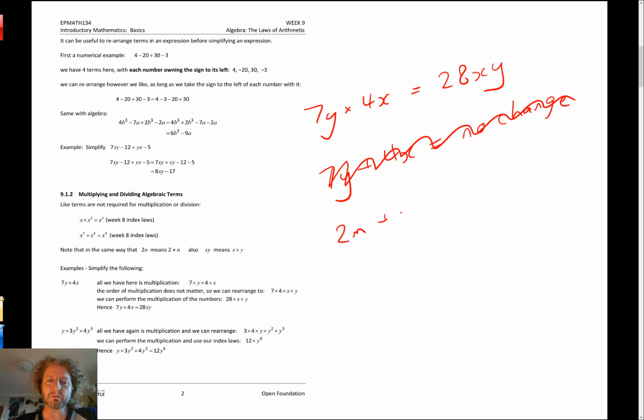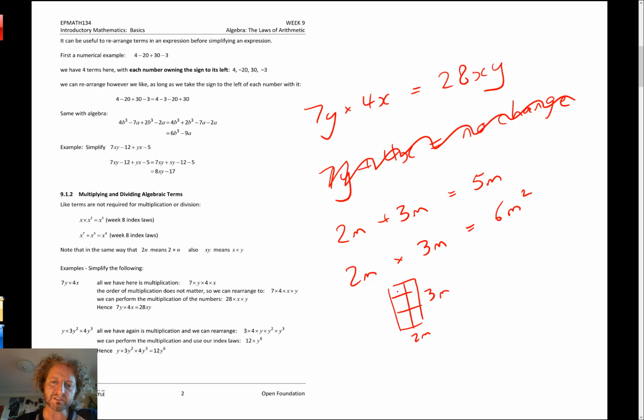What's 2 meters plus 3 meters? Well, a 2 meter length plus a 3 meter length is a 5 meter length. I can add lengths. What's 2 meters times 3 meters? Well, that would be a 2 meter by 3 meter area. 2 by 3, that'd be 6. And I'll report it as 6 meters squared because really it's made up of 6 individual 1 by 1 meter squares. Well, that's the same as algebra. 2m times 3m is 6m squared. The 2 by 3 is a 6, and the m times m can combine to become an m squared.